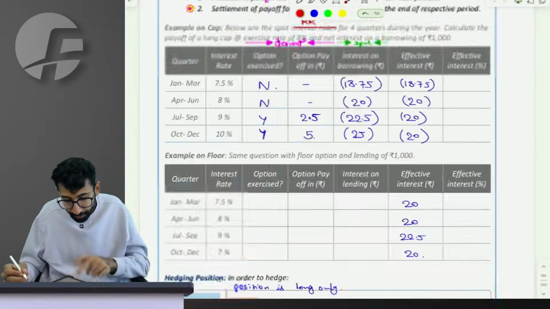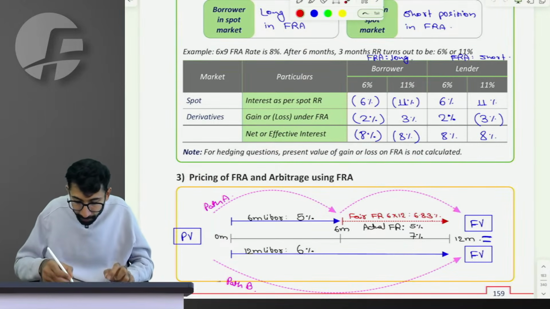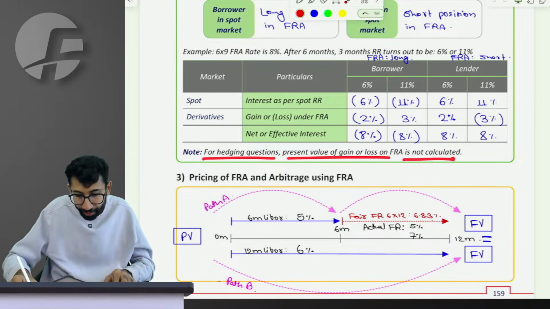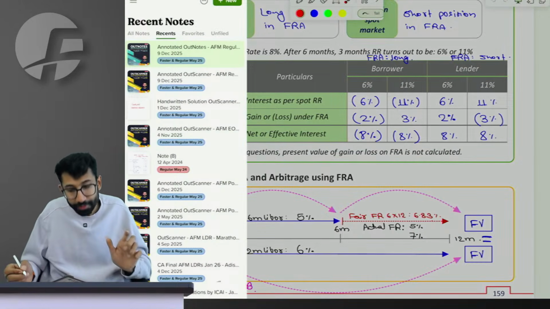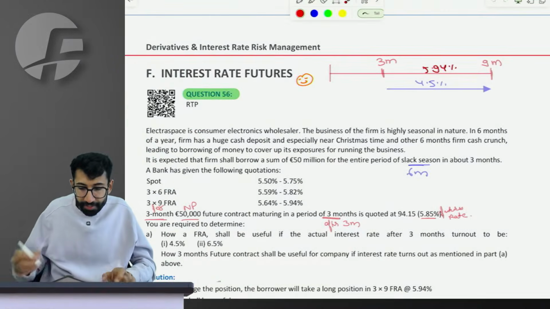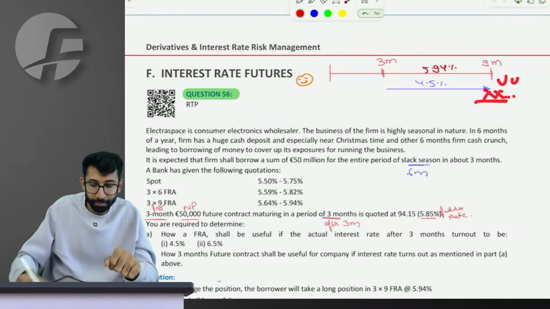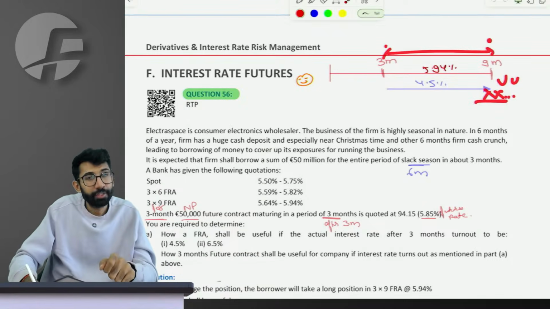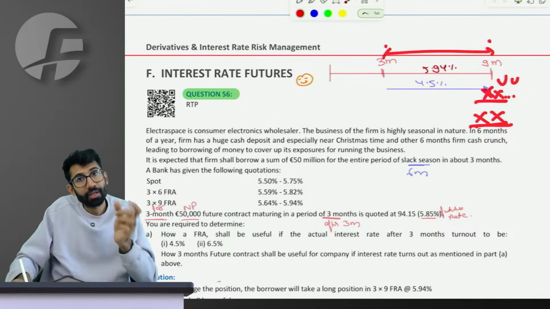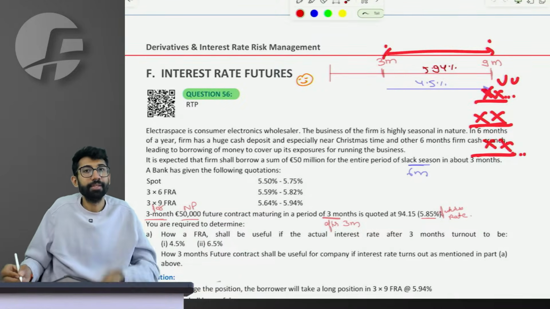If you observe, sir, for FRA hedging questions, the present value of gain or loss will not be calculated. What is the reason? The reason is really simple: the spot market interest payment is at the end of the borrowing period. This is my borrowing period from 3 to 9. If the spot market interest is here, let's keep the derivative market here only, so that the net of both markets can happen easily.